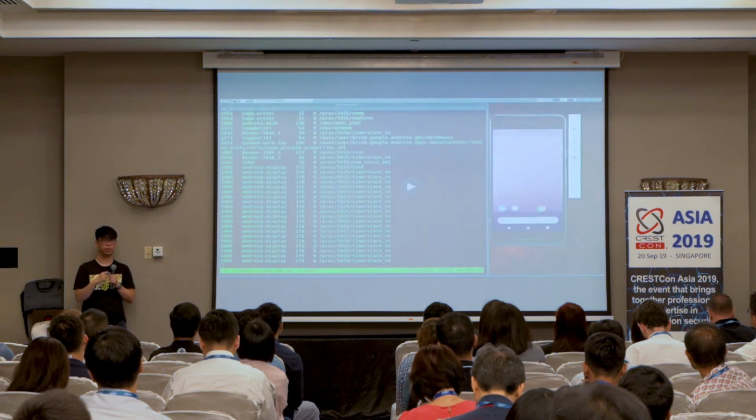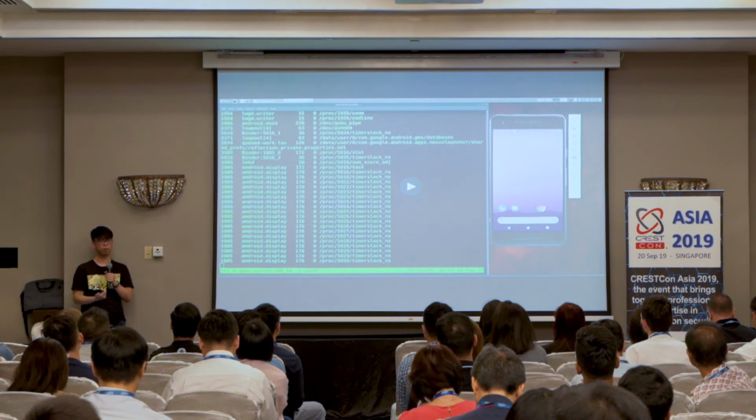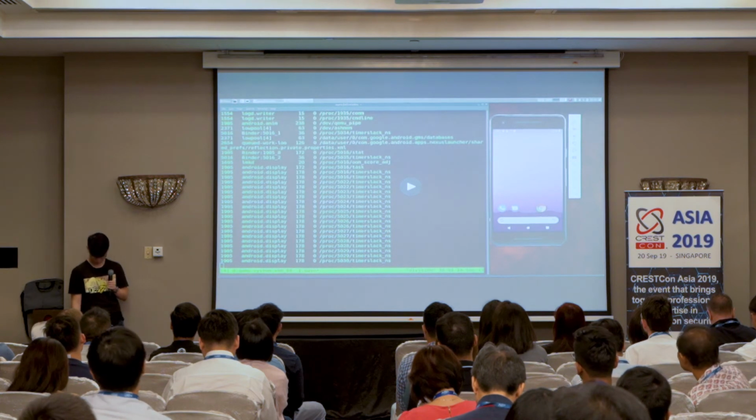OpenSnoop is one of the pre-built utilities that ship with BCC, and there are multiple ones that trace different syscalls, different files being opened, your network processes, and so on.